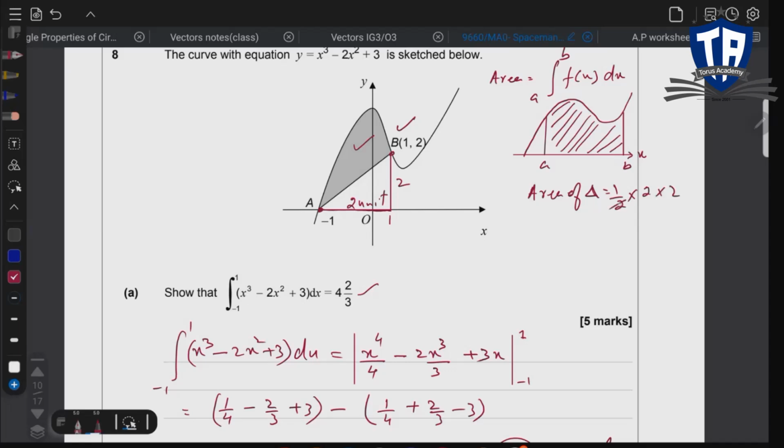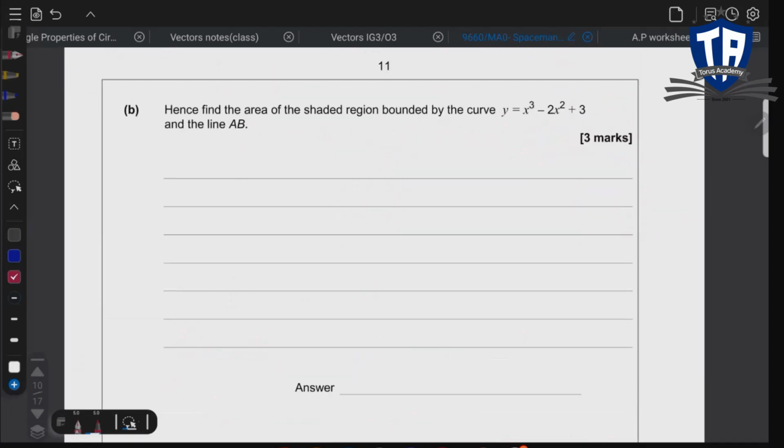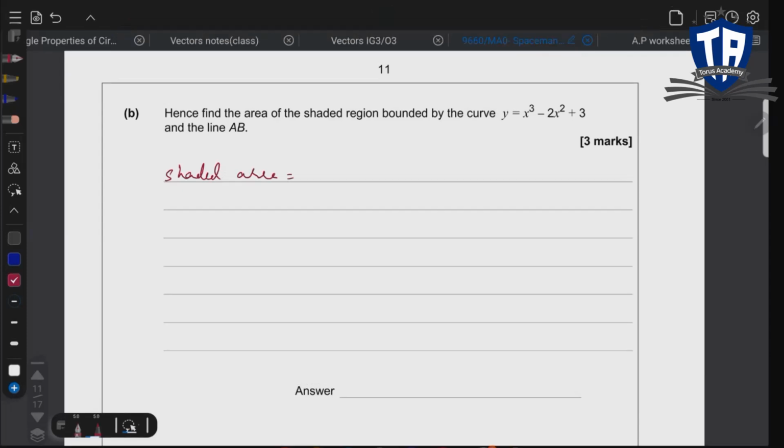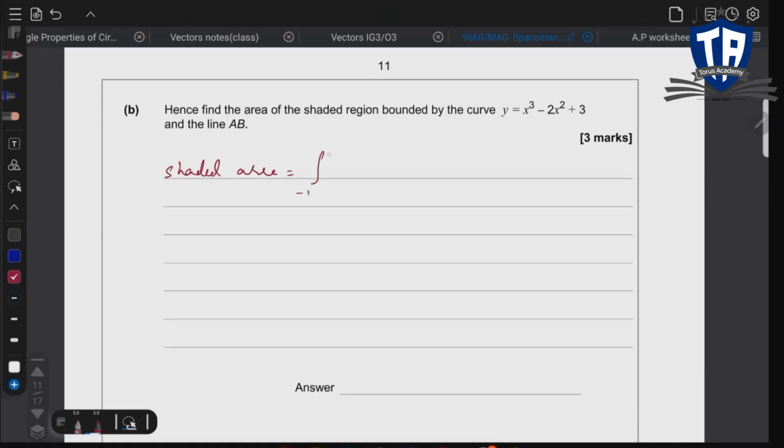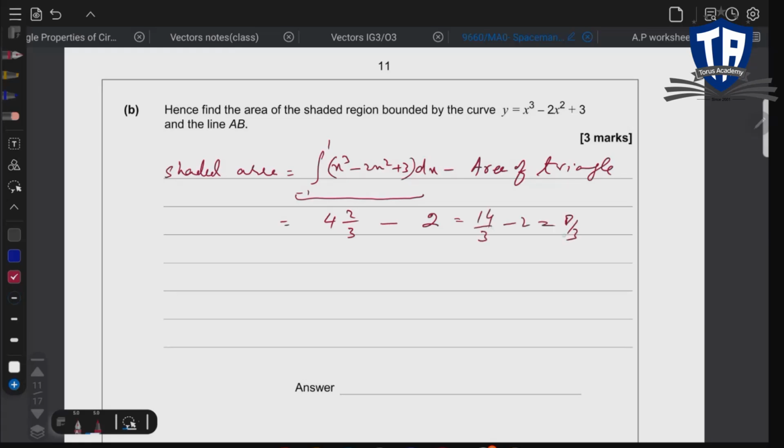In this part, we are basically looking for the shaded area. To find the shaded area, we use the integral with limits from -1 to 1. The value of y is 2x squared plus 3 dx, minus the area of the triangle. And we have found its answer. It was 4 whole 2 by 3 minus 2. So you'll get 8 over 3, which can be written as 2 whole 2 by 3 square units.